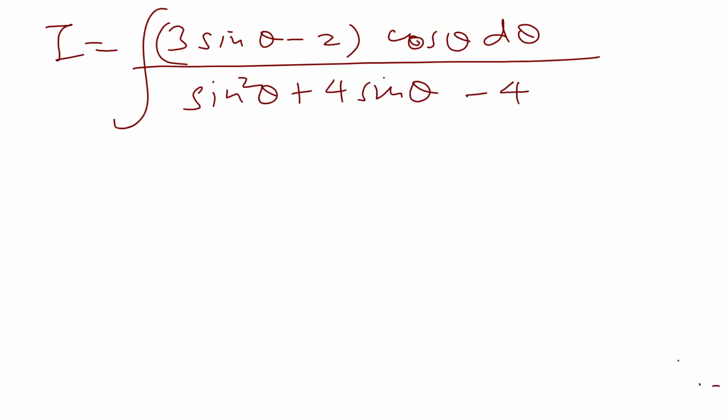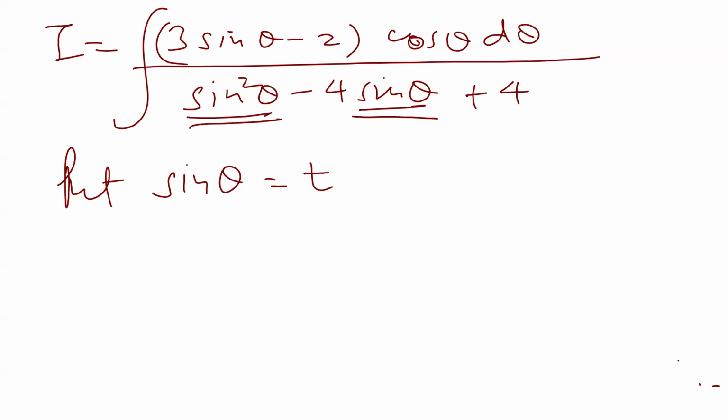Okay, something like this. Minus 4 sine theta plus 4, sorry. Now what you can do is put sine theta as t. This is method of substitution. The only reason why we are putting sine theta as t is because the derivative of sine is cos, and that cos is present in the numerator.